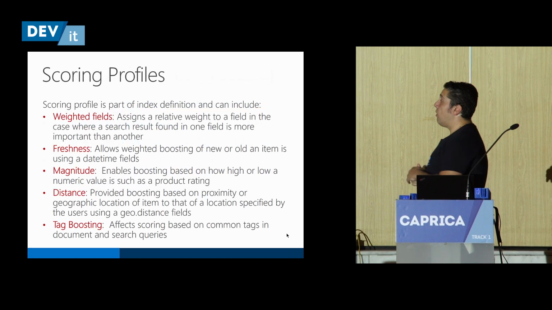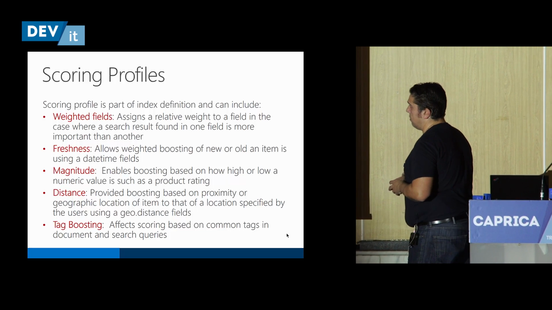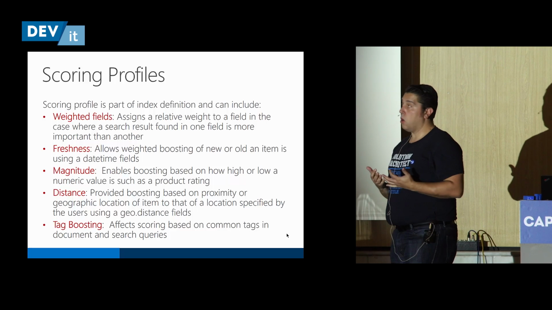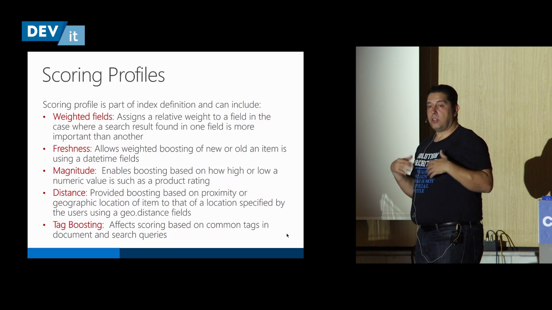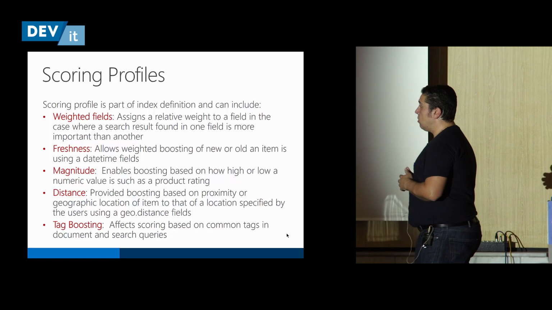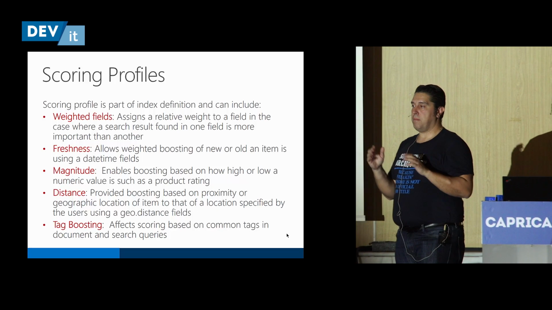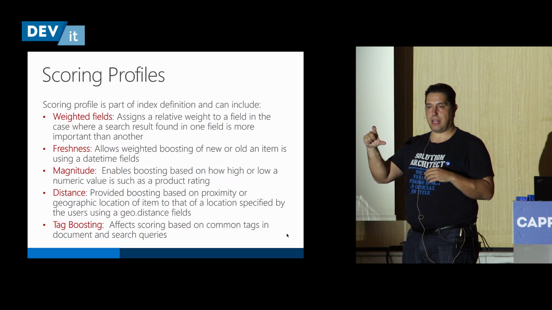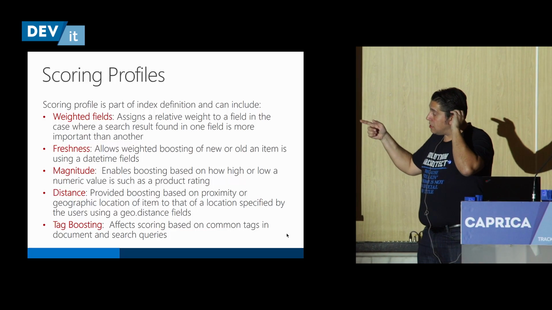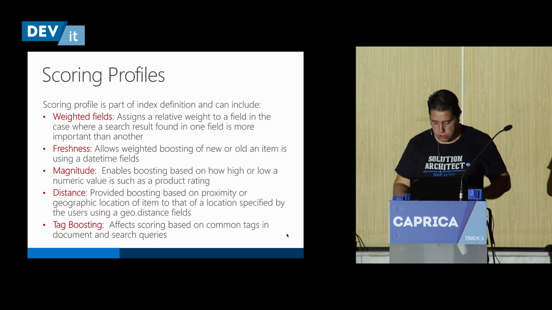So we have scoring profiles, which allows us to rank the search results. We can use weight and fields. We can use freshness of the data to score our results. So new entries on our index will come first, and older entries on our index will come later on. We can have a magnitude profile, allows us to put magnitudes if the value of this document is in that range, put it on top, or if it's not, put it lower, or distance, or even tag, which is very, very, very useful and can affect scoring of the search results.